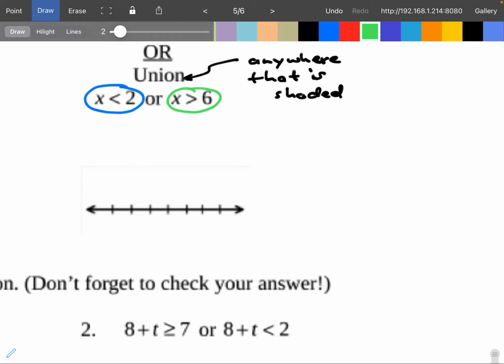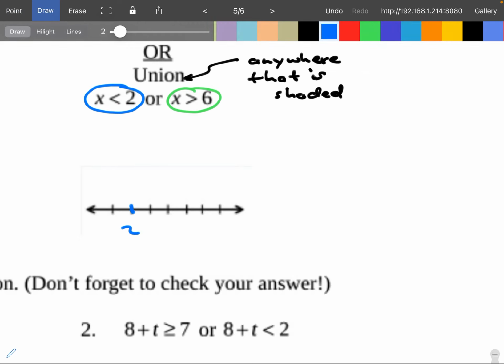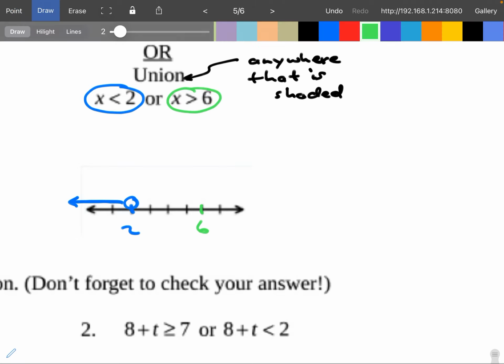All right, so let's do this one. So again, we'll do the blue and green thing here. So in blue, we got x is less than 2, and then in green, let's do x is greater than 6. And again, they're connected with the word or. So let's put 2 and 6 on our number line. So in blue, let's put 2 right here. And then open or closed? Open. So it would be open, shaded which way? Yeah, it's to the left.